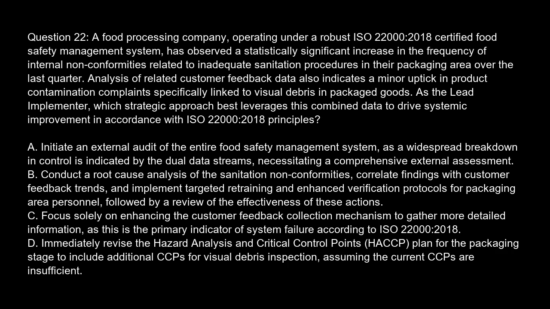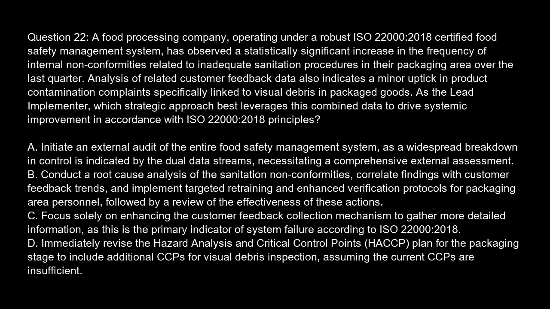Option A. Initiate an external audit of the entire food safety management system, as a widespread breakdown in control is indicated by the dual data streams, necessitating a comprehensive external assessment. Option B. Conduct a root cause analysis of the sanitation nonconformities, correlate findings with customer feedback trends, and implement targeted retraining and enhanced verification protocols for packaging area personnel, followed by a review of the effectiveness of these actions.